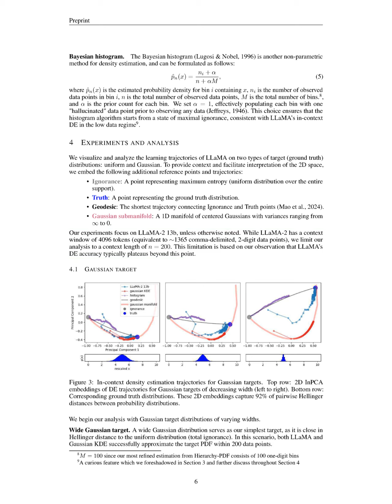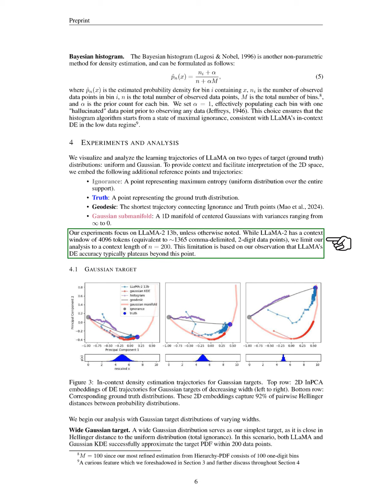Section Summary. In this section, we utilize intensive principal component analysis, or PCA, to visualize the density estimation trajectories of various algorithms in a lower dimensional space, employing the Hellinger distance to effectively capture the statistical relationships between probability density functions. We also explore kernel density estimation, KDE, and Bayesian histograms for density estimation, and analyze the learning trajectories of Llama on uniform and Gaussian distributions, embedding reference points to aid interpretation.